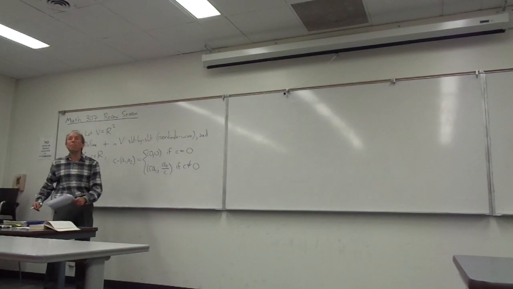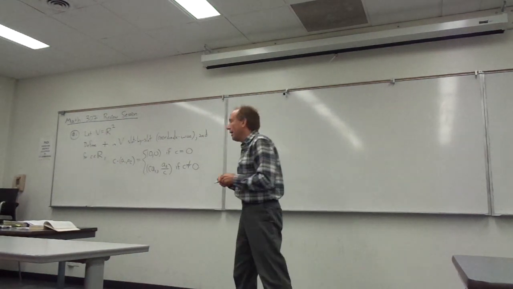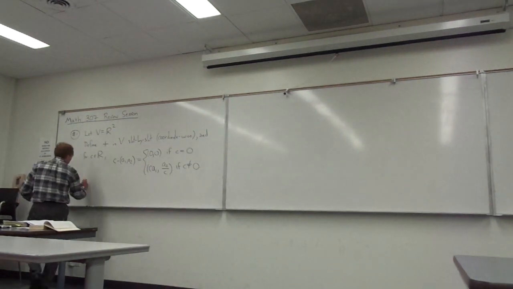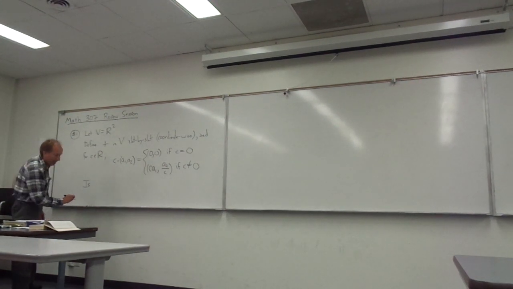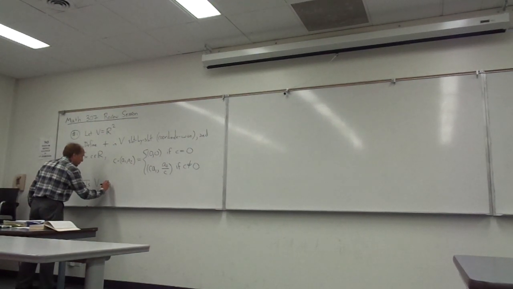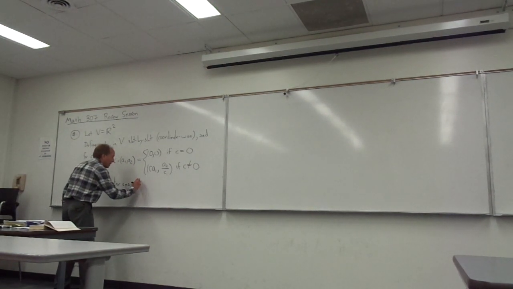So I'm making up a proposed scalar multiplication here. And the question is, is this a valid vector space? So the question then becomes: is V a vector space using these operations?